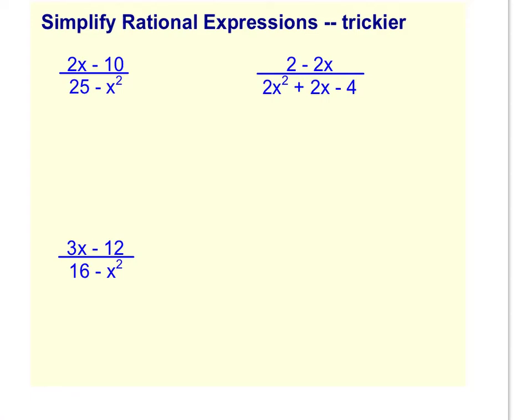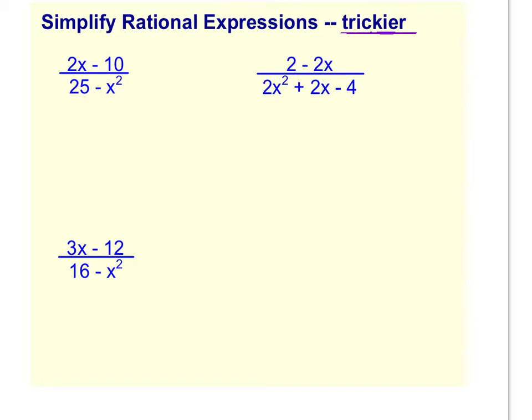Here's another video on how to simplify rational expressions, except this time the examples will be a little bit trickier. You may remember we did a couple of these in class, so here's just your reminder video on how these will work. So when you're working with rational expressions, just remember you always want to factor every single thing you can.